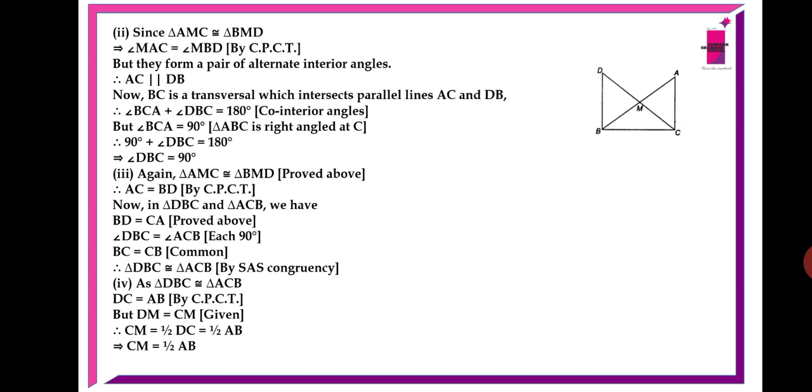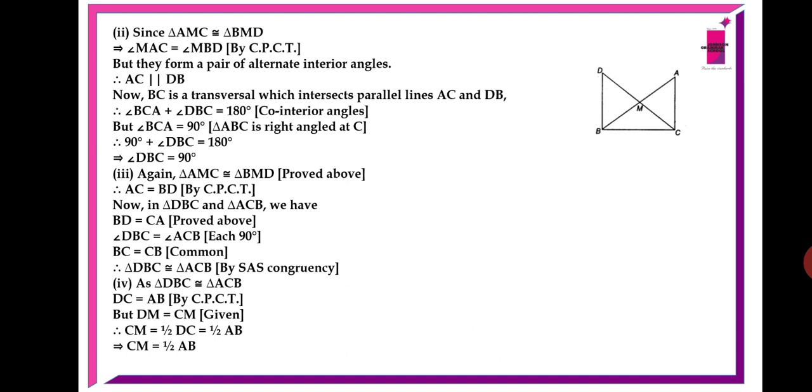Now in triangle DBC and ACB, we have BD equal to CA, this is proved above. And angle DBC equal to angle ACB, each 90 degrees. We just proved that angle DBC is 90 degrees, and already we know that angle ACB is given in the question as 90 degrees. They both are 90 degrees. BC equal to CB, this is a common side. Therefore, triangle DBC is congruent to triangle ACB by side angle side criteria.